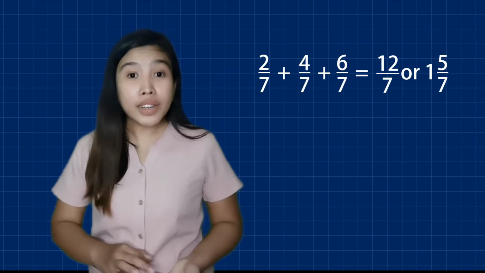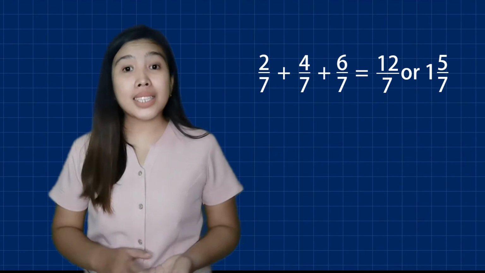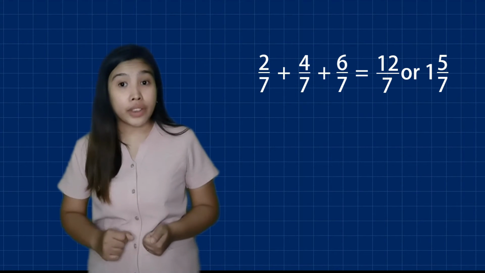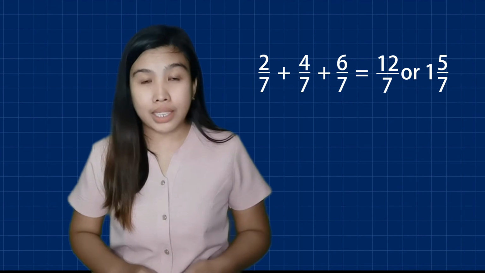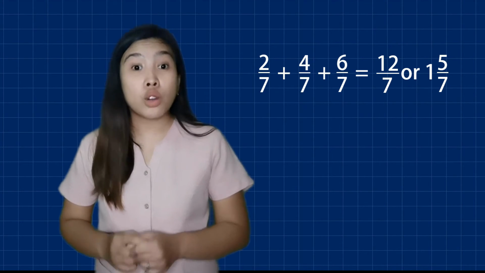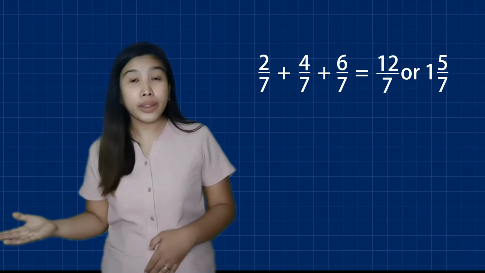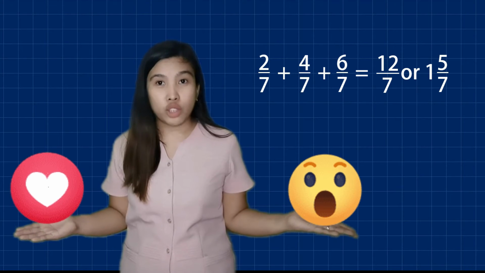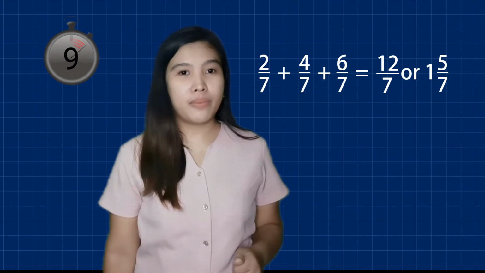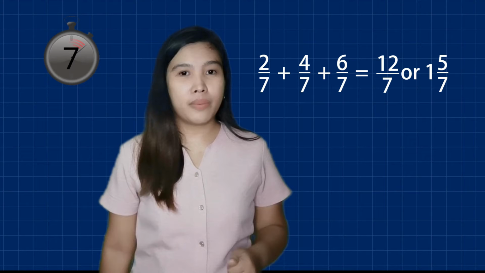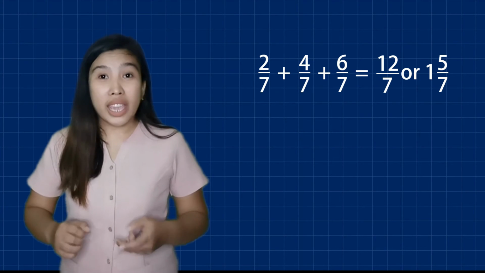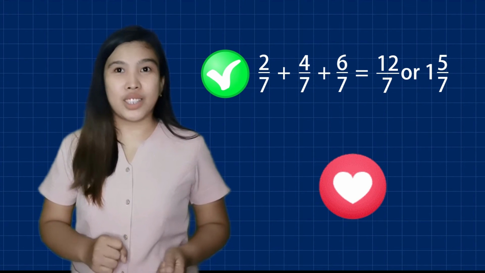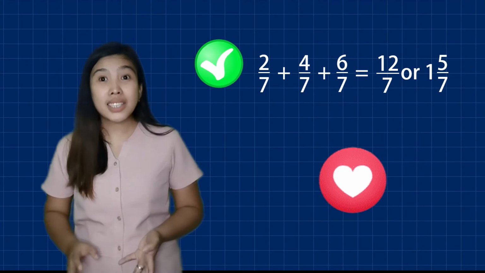Okay, number 2, we have 2 over 7 plus 4 over 7 plus 6 over 7 is equal to 12 over 7 or 1 and 5/7. If the equation is correct, you are going to react on a heart button, or if it is wrong, react on a wow button. So timer starts now. So the answer is a heart button. So therefore, the equation is correct.